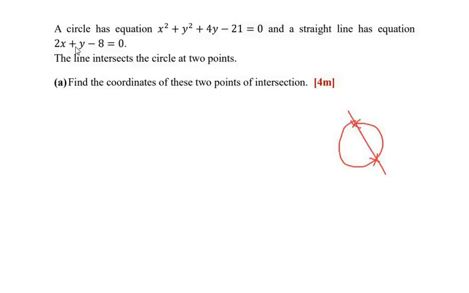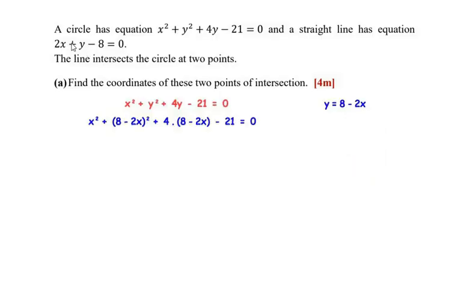Now for that, we are going to rearrange the equation of a line and write it as, taking the 2x and negative 8 on the other side of equal to sign, we get y is equal to 8 minus 2x. So we are going to plug in the equation of y which we have got in the equation of the circle over here. Now you can also rearrange this equation in terms of x and then plug in the value of x in terms of y.